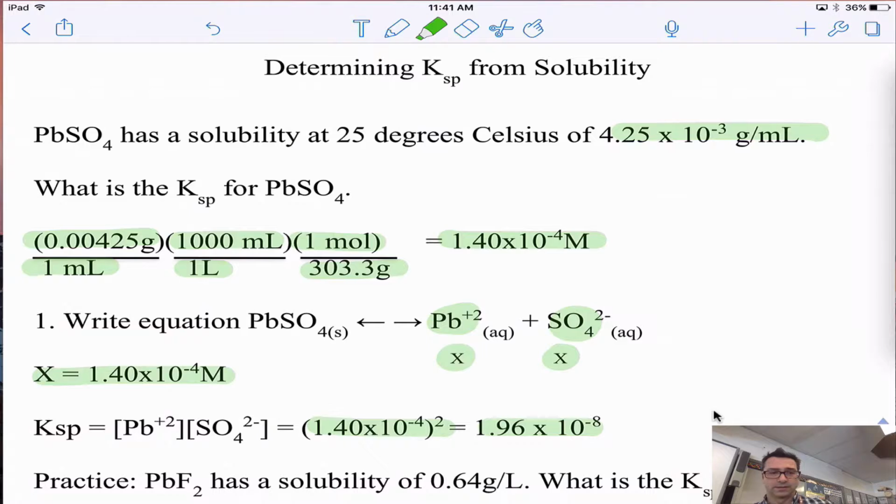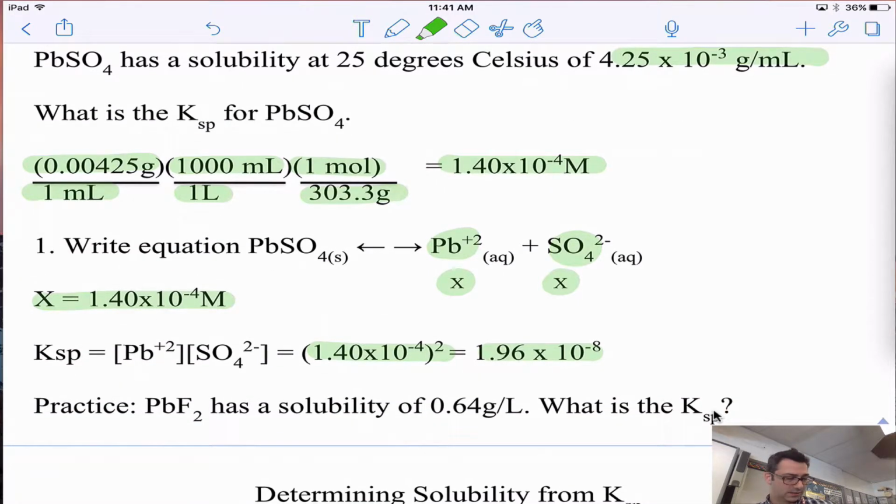So what I'd like you to do is try one of these down here. Here's PbF2. This one might be a little bit more challenging. I tell you what the solubility is. And when I give you something like this, here's the solubility, what you want to do is change it to molarity. And this molarity is going to be equal to your x value. But when you do this practice problem, not to leave you hanging out here, find the molarity, that's the first thing. And then write a Ksp. So write a Ksp for this.